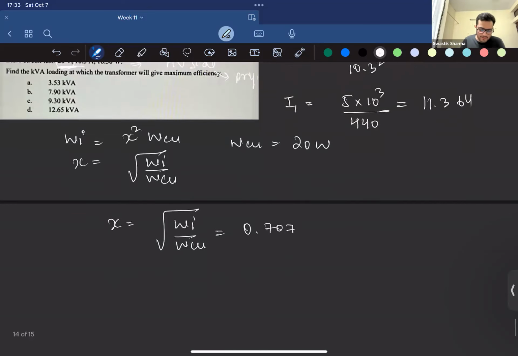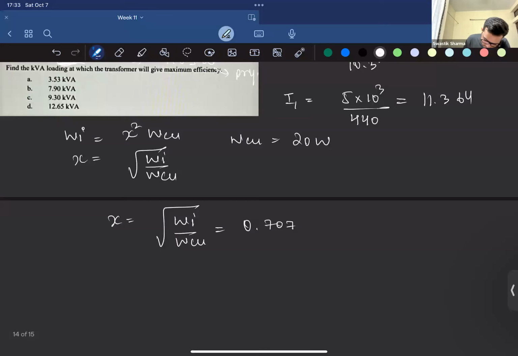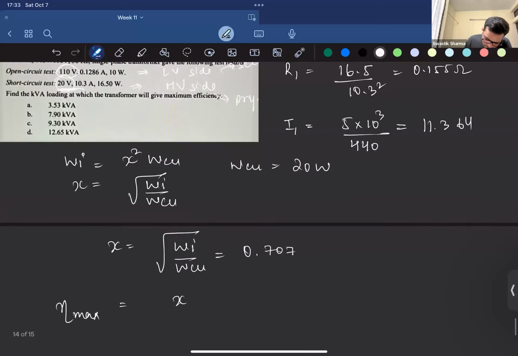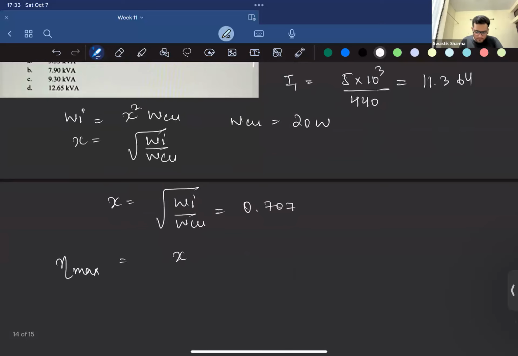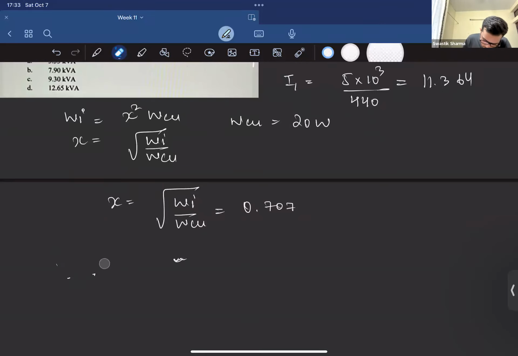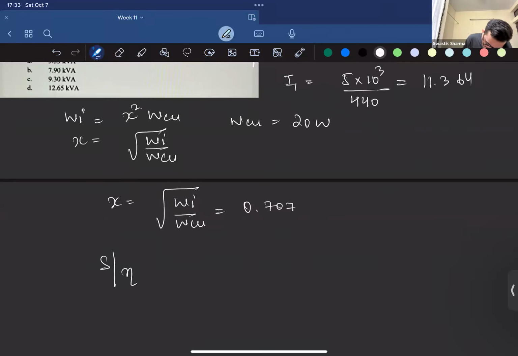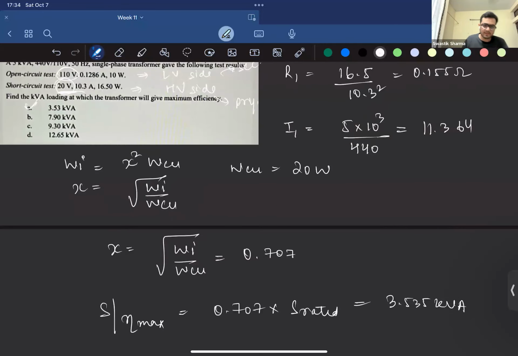Now we need to calculate it with the maximum efficiency, right? So eta max is nothing but X times the rated value. So maximum loading is happening at 0.707 X, right? We can simply multiply it by the rated value, which is nothing but 3.535 kVA. A is the correct answer.